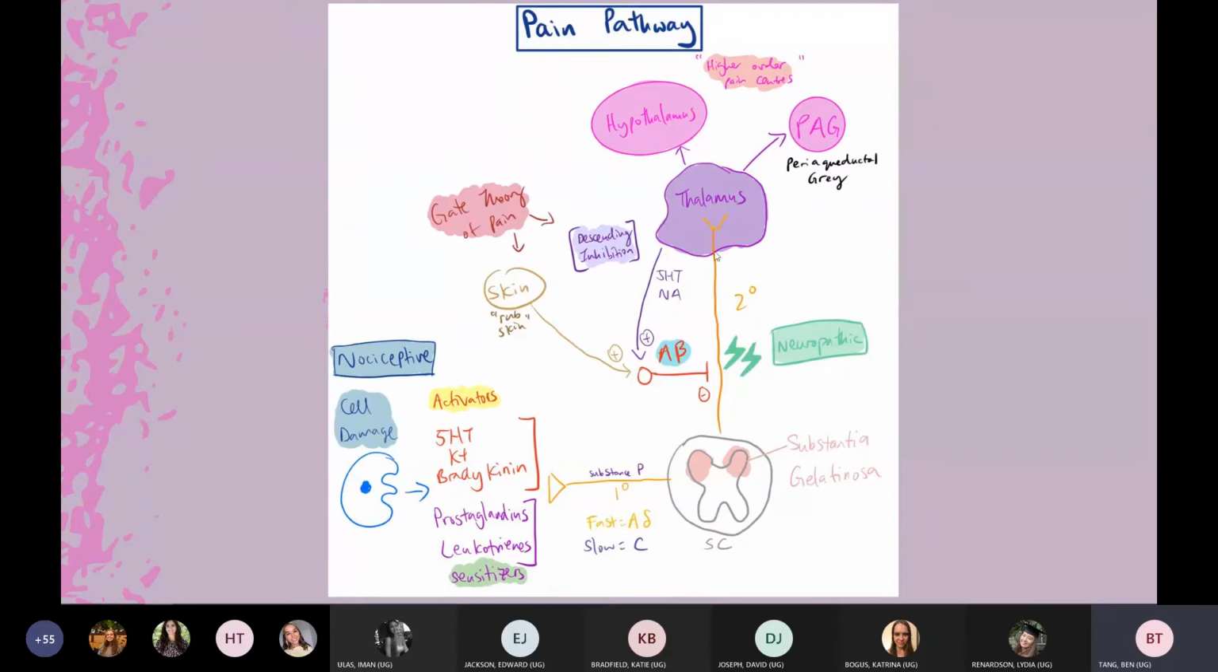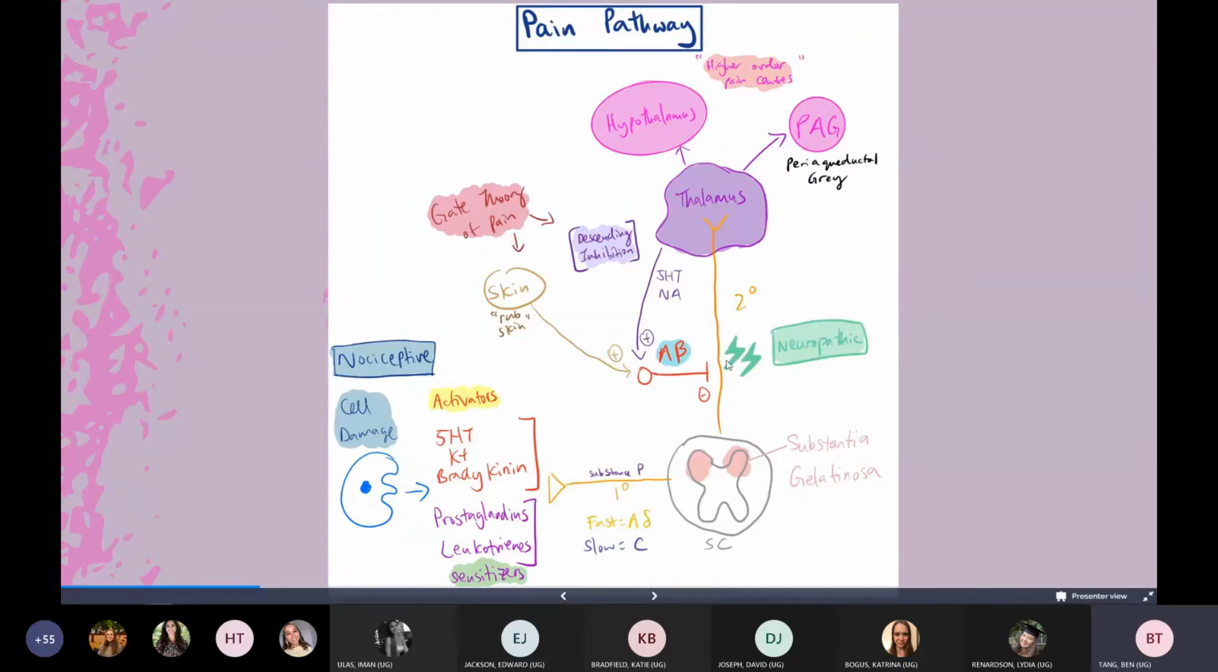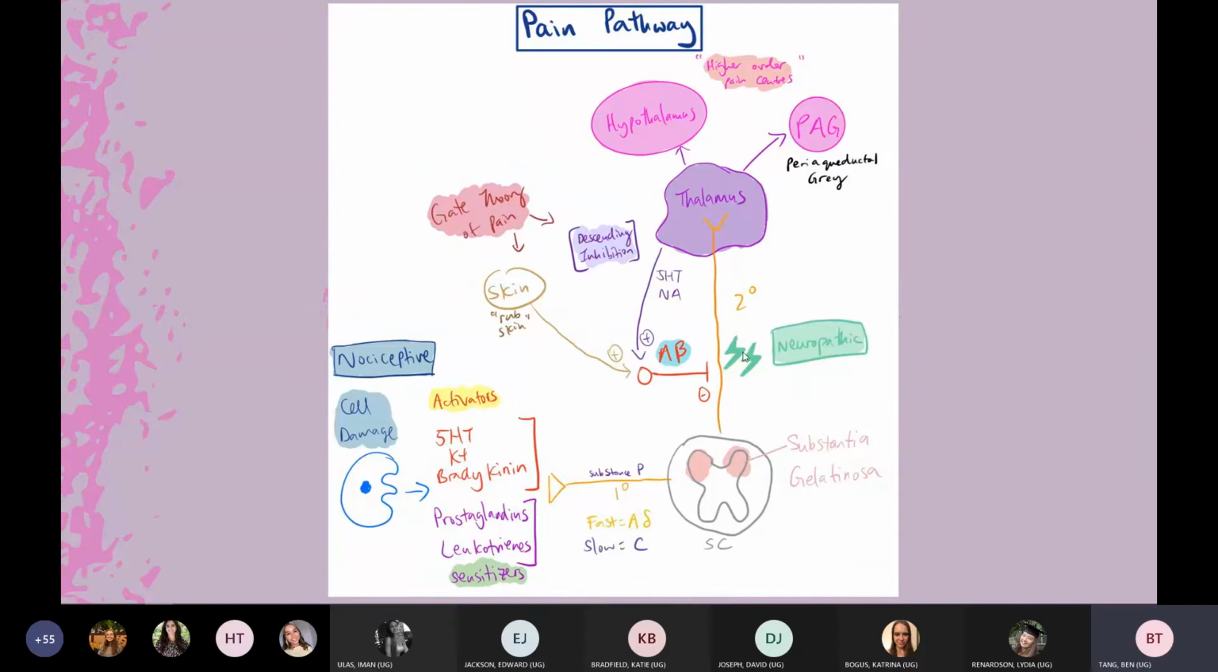Now, for neuropathic pain, there's just damage to this secondary or possibly even the primary fibers, and this results in aberrant signals being sent to your brain. So most likely pain signals are being sent when there's no pain at all, right? And that's what you get with phantom limb or trigeminal neuralgia. So that's your neuropathic kind of mechanism.